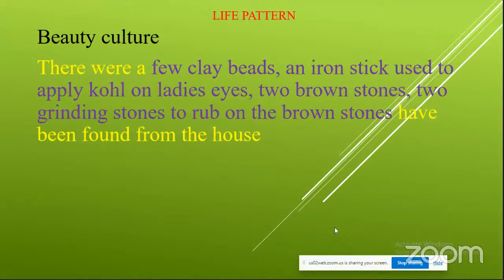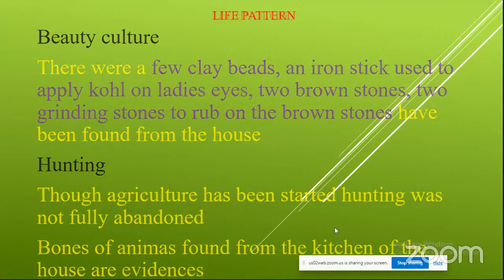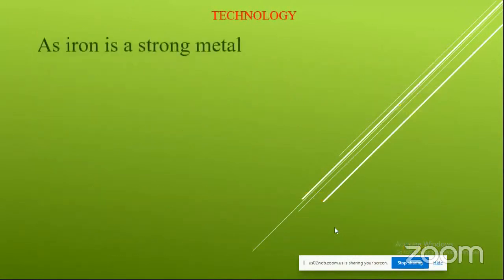Two brown stones. Why two brown stones? They were making a brownstone cream and applying it on the skin of the ladies, maybe to become fairer. Two grinding stones were used to rub the brown stones. The brown stones were rubbed on a stone, making a cream-like paste, and applied on the skin. So even they did beauty culture. These things come under the lifestyle of proto-historic man, right? Then we'll come to this one.